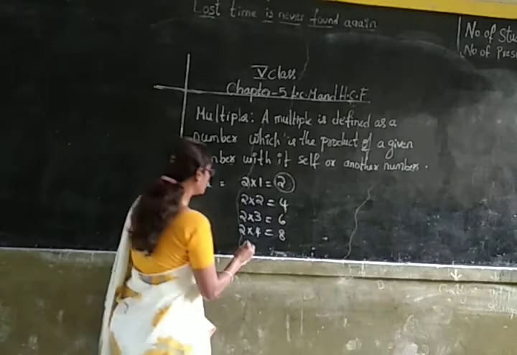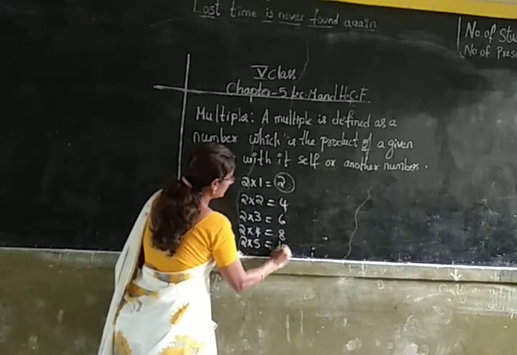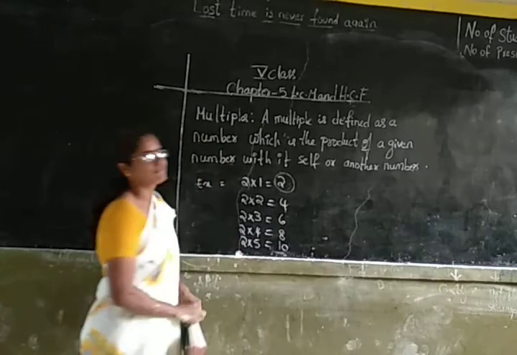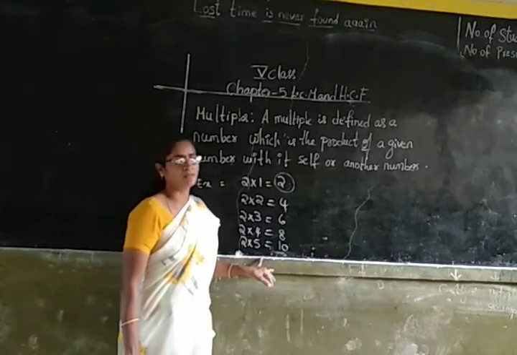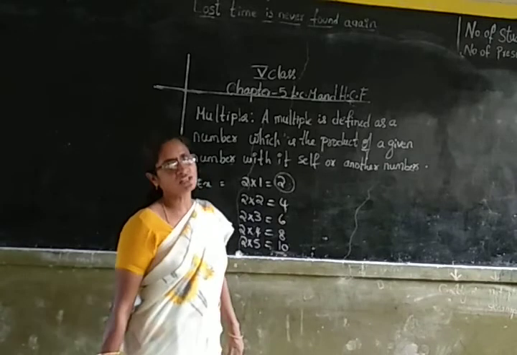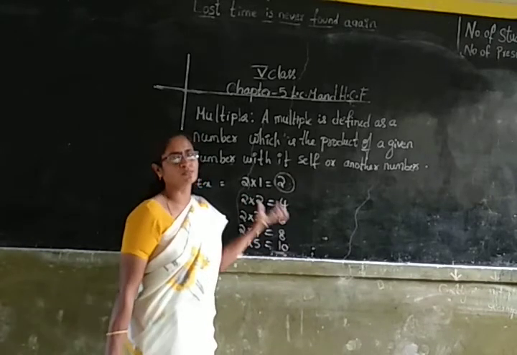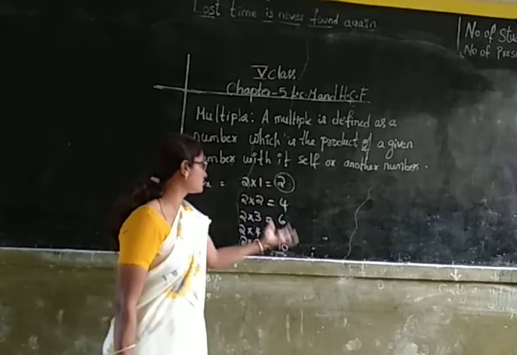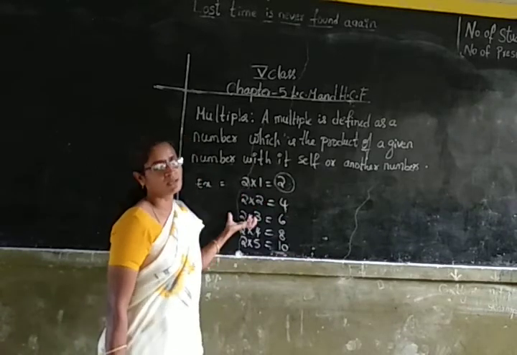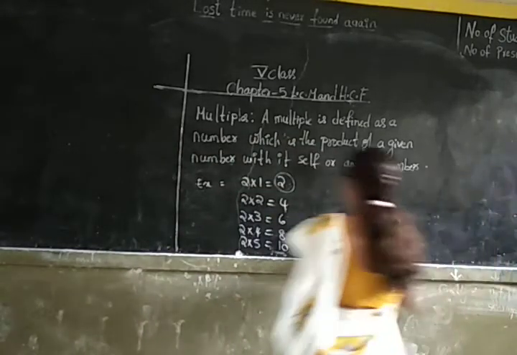Okay, children. Similarly, if you multiply 5 with 2, 2 5s are 10 and 10 is called the multiple of 5. So 10 is called the multiple of 2 and it is also called the multiple of 5. Did you understand, children? When you multiply 2 numbers, the product which you get is called the multiple of the given numbers.